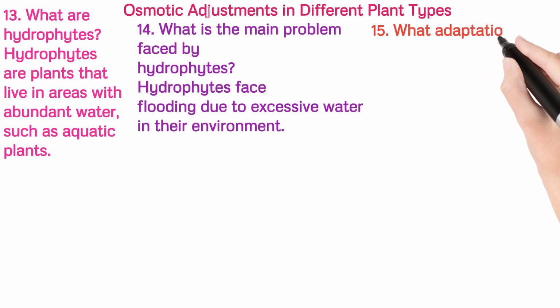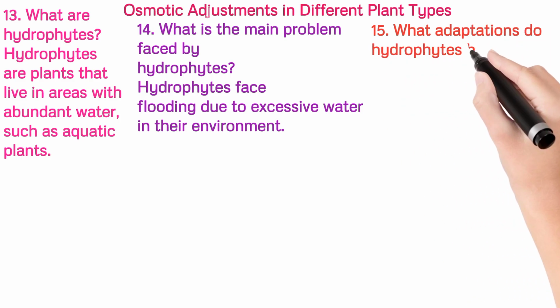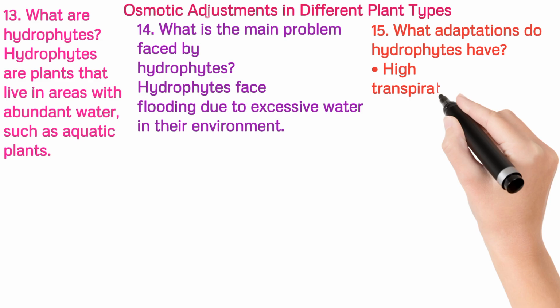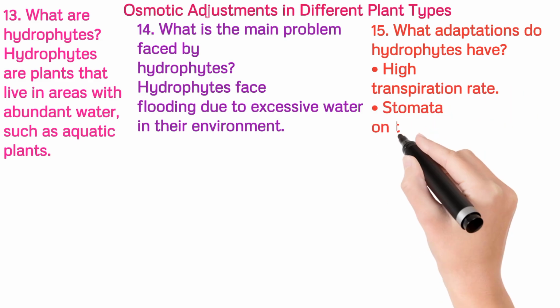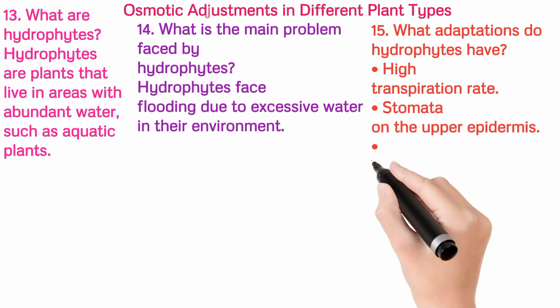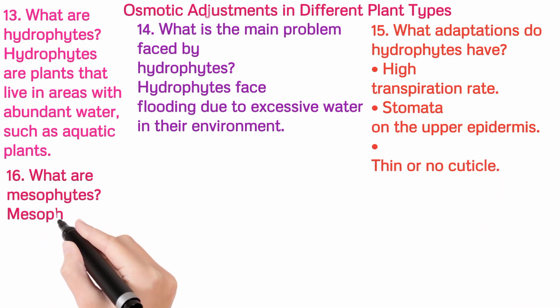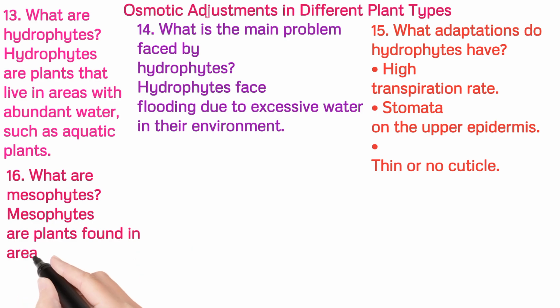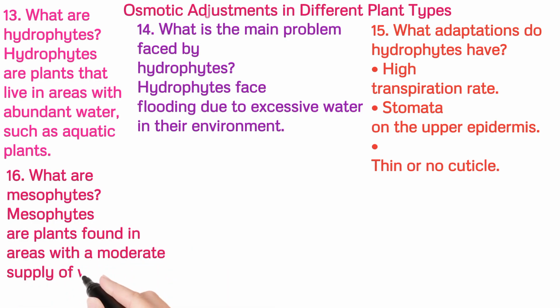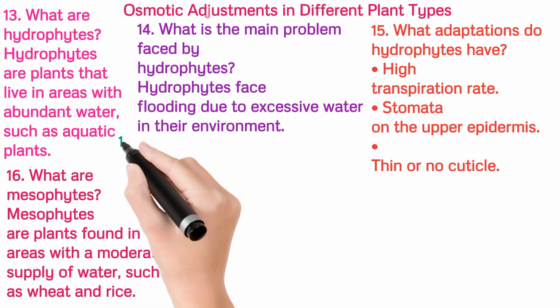15. What adaptations do hydrophytes have? High transpiration rate. Stomata on the upper epidermis. Thin or no cuticle. 16. What are mesophytes? Mesophytes are plants found in areas with a moderate supply of water, such as wheat and rice.